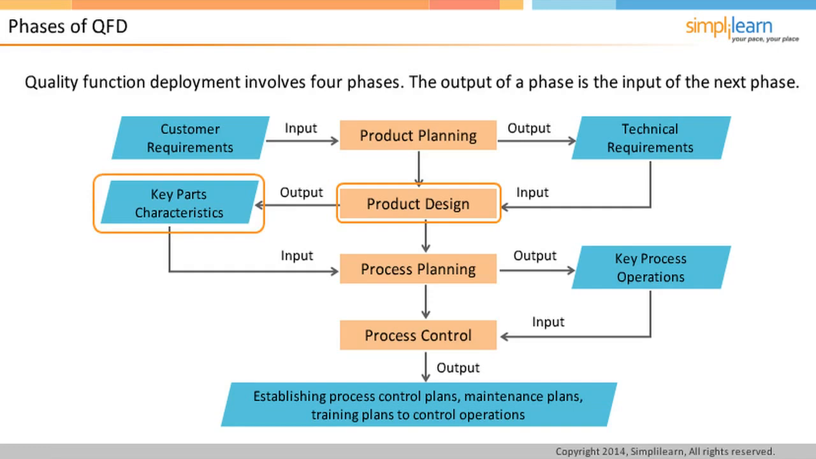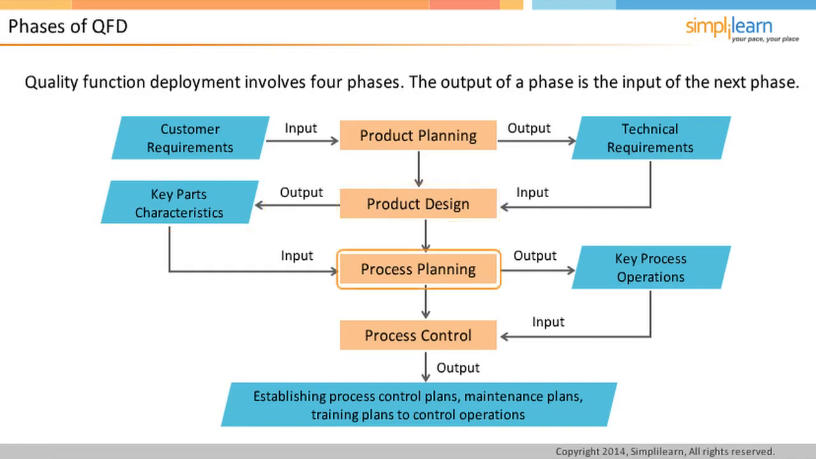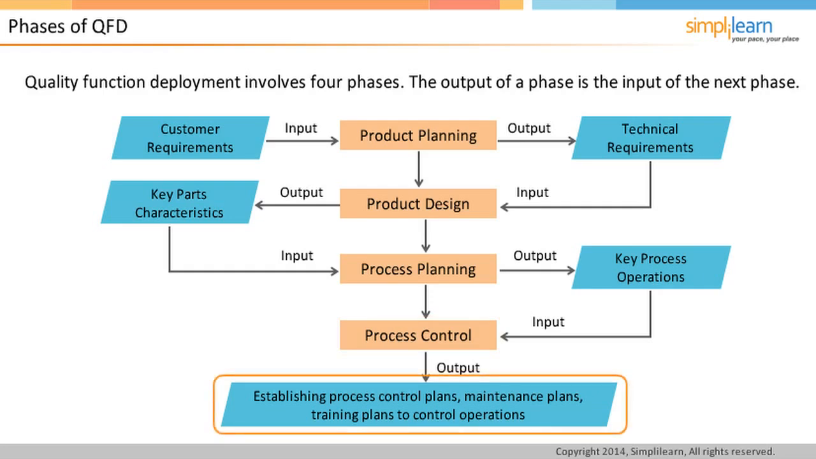Phase 3, process planning. In this phase, the QFD team identifies the key process operations necessary to achieve the identified key part characteristics. Phase 4, production planning or process control. In this phase, the QFD team establishes process control plans, maintenance plans, and training plans to control operations.